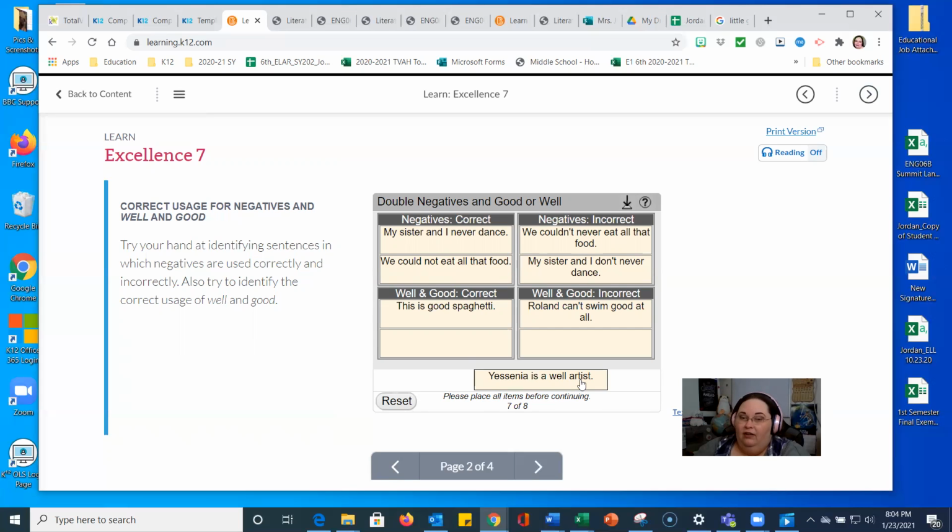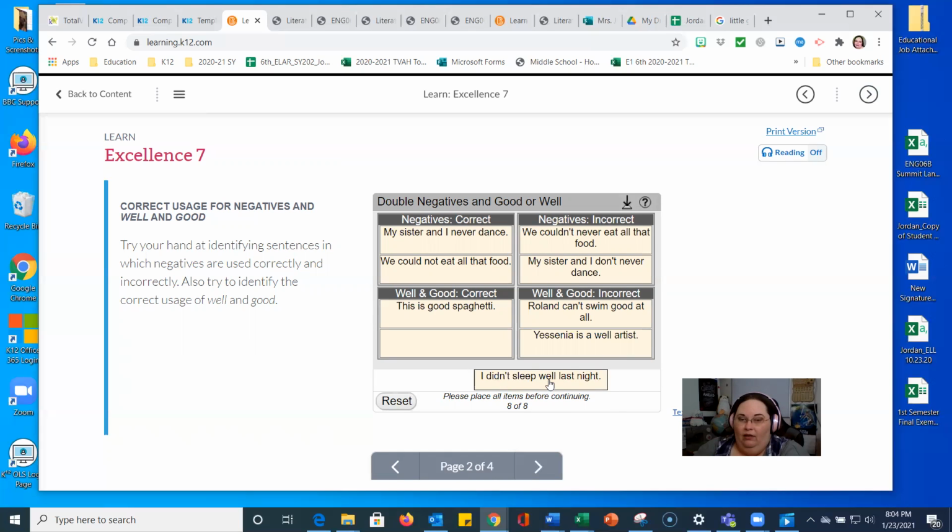An artist is someone who paints. Now, if it said painting, like the action of painting, then "Yesenia paints well" would be correct. But "Yesenia is a well artist" is definitely incorrect.